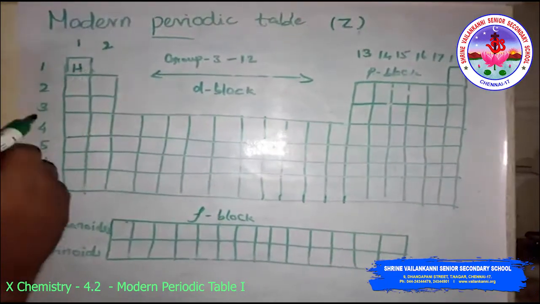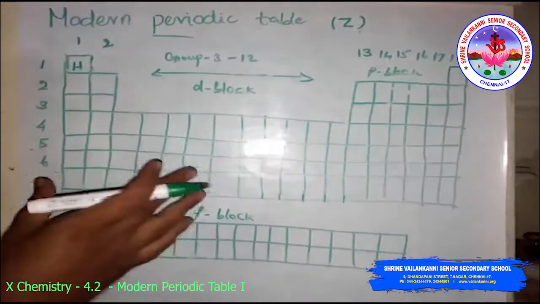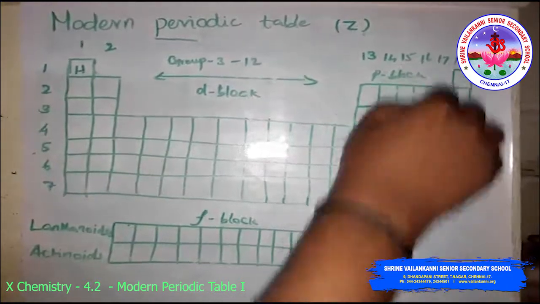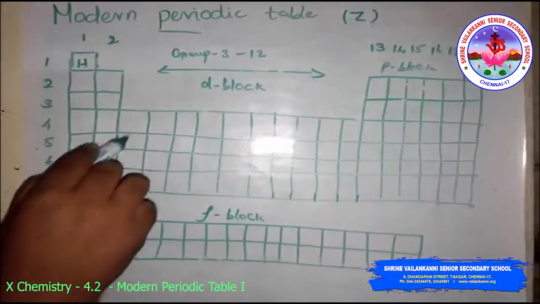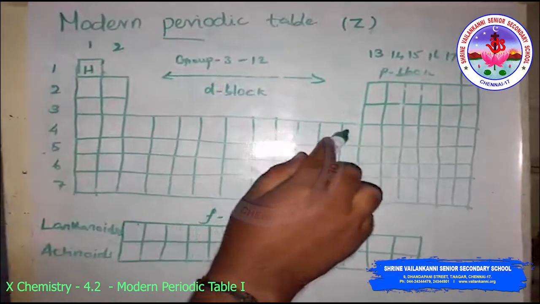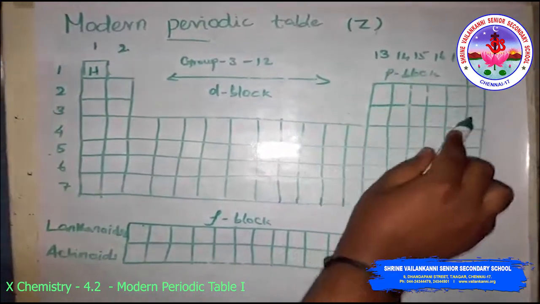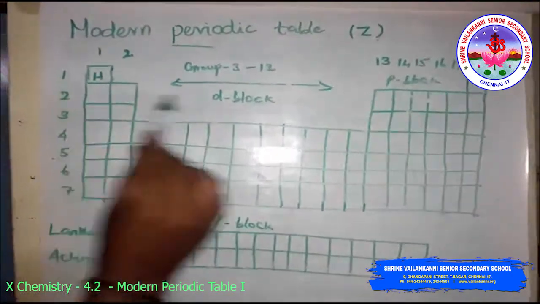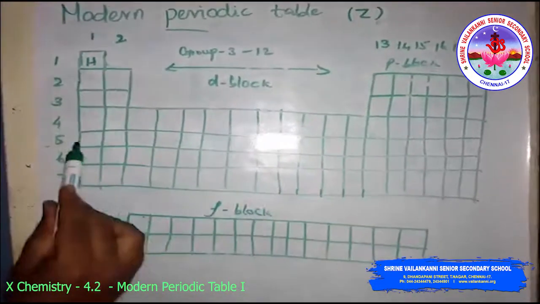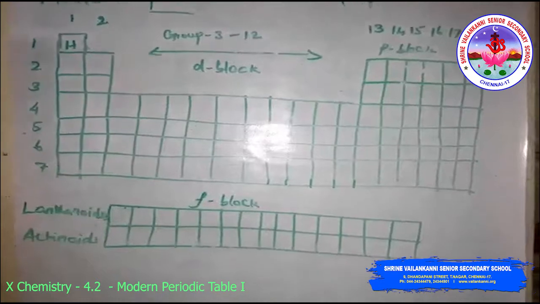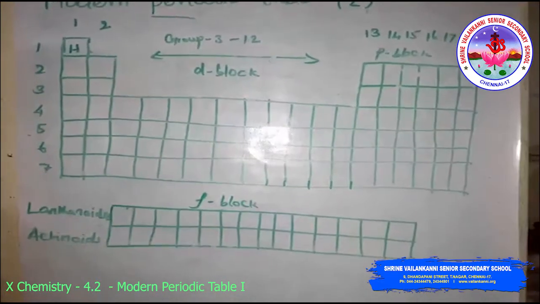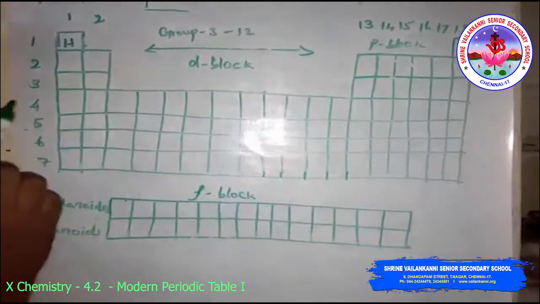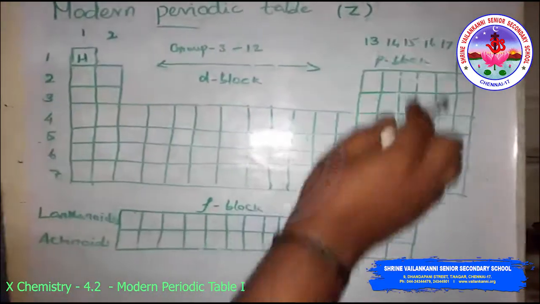So that is the position of the elements in the modern periodic table. There are 18 vertical columns, from 1, 2, 3, 4, 5, 6, 7, 8, 9, 10, 11, 12, 13, 14, 15, 16, 17, 18, and 7 horizontal rows: 1, 2, 3, 4, 5, 6 and this 7. The 7 horizontal rows are called periods, and the vertical columns are called groups.